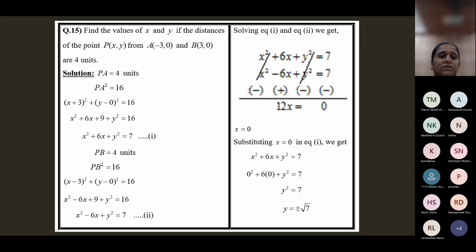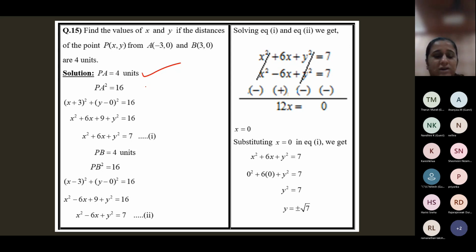So see here, the distance of the point P from A and from B is 4 units. So PA is equal to 4 units, PB is also 4 units. So let's work with PA is equal to 4. That's a condition, no, it's an equation. PA is equal to 4.